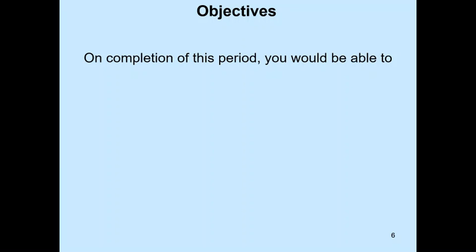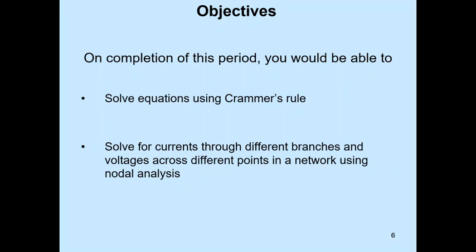In the last class we discussed this. Now we are going to explain how to solve the node voltages. On completion of this period, you would be able to solve the equations by using Cramer's rule, and solve for currents through different branches and voltages across different points in a network using nodal analysis.